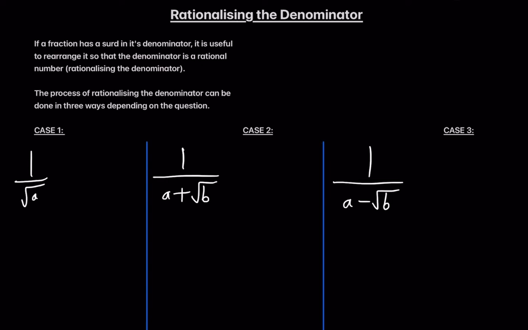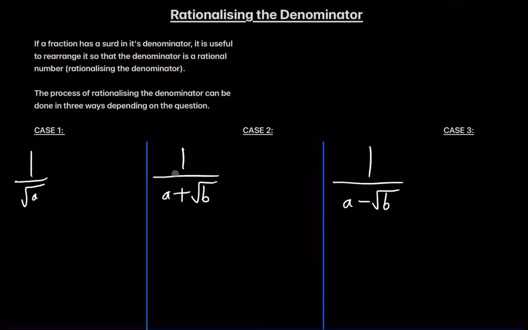Today we'll be looking at, as I said, the final topic on this series. We'll be looking at rationalizing the denominator. So, if a fraction has a surd in its denominator, for example, in case 1 that I've illustrated here, the surd would be root a, which is in the denominator of the fraction. Same thing in case 2. We've got root b here, and we've got root b here in case 3. So if a fraction has a surd in its denominator, then it's useful and practical to rearrange it so that the surd is no longer in the denominator. And that process is called rationalizing the denominator.